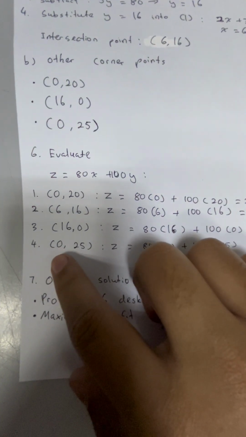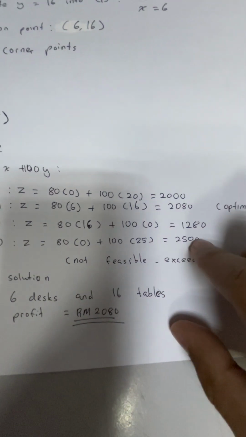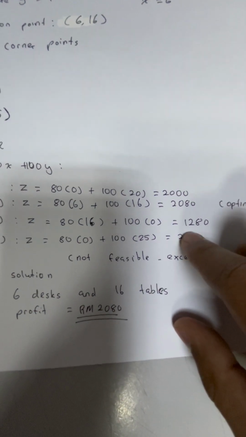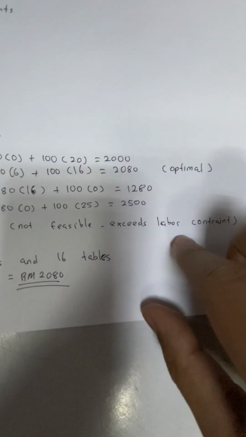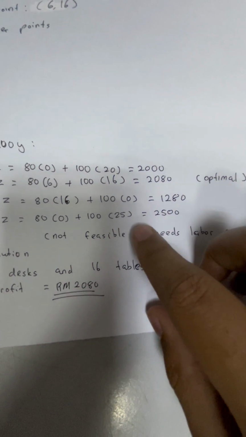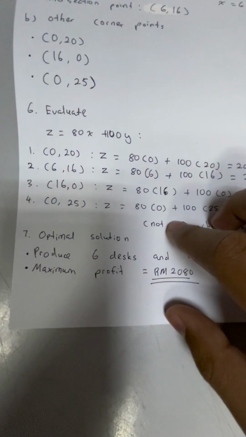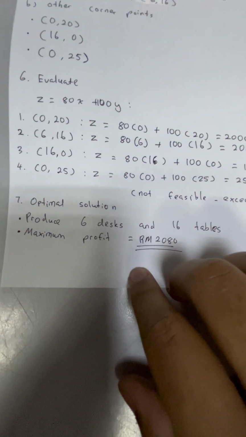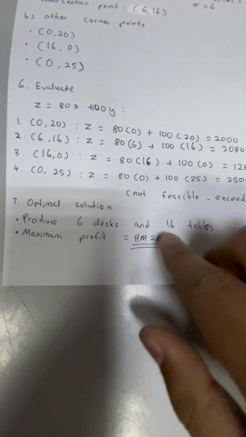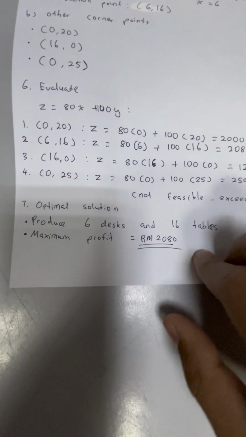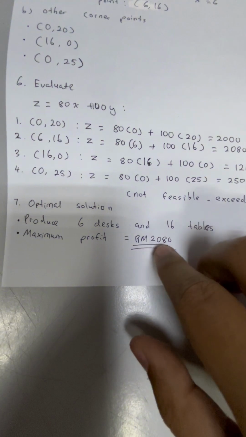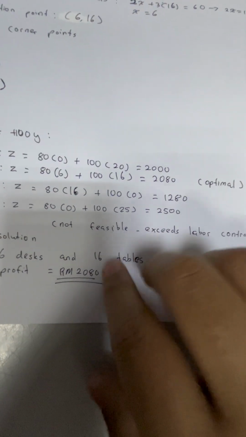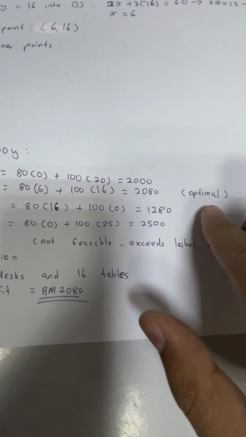Our fourth one, (0, 25), gives a profit of 2,500. But this is not optimal, as it exceeds the labor constraint, so it is not feasible. Our seventh step is the optimal solution. Our optimal solution is to produce 6 desks and 16 tables, and we will get a maximum profit of 2,080 ringgit. As you can see, this is the optimal.